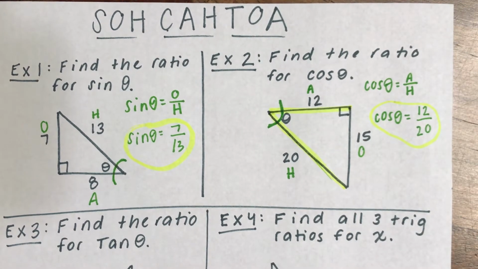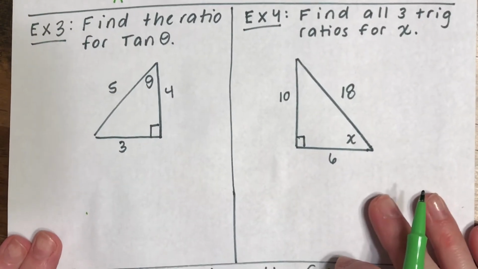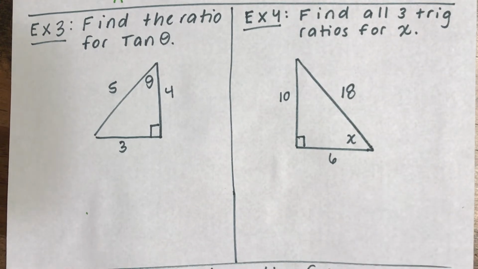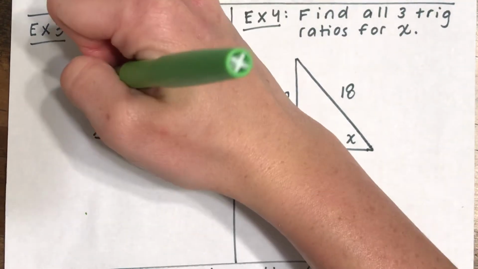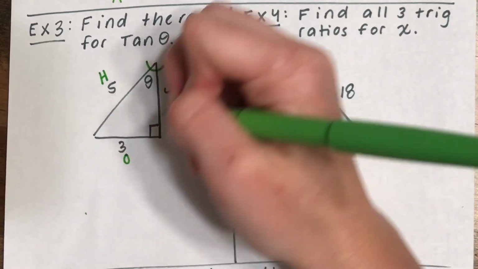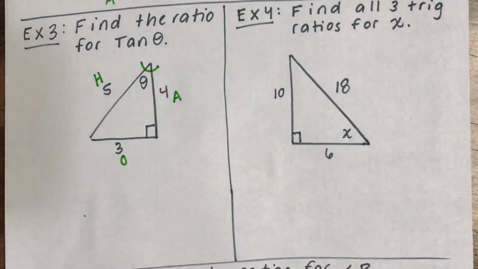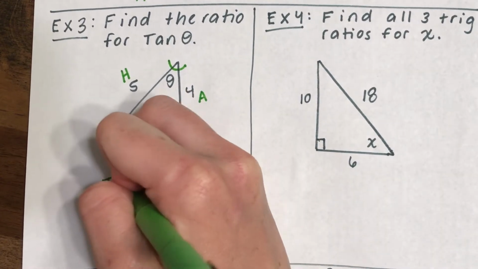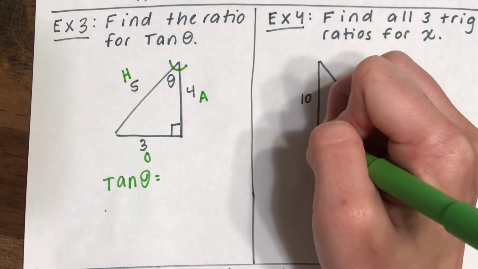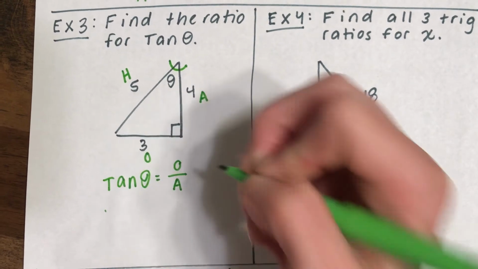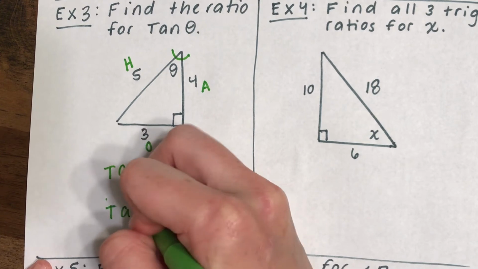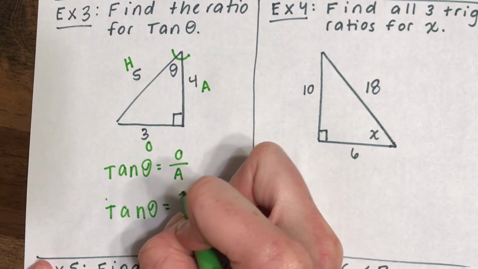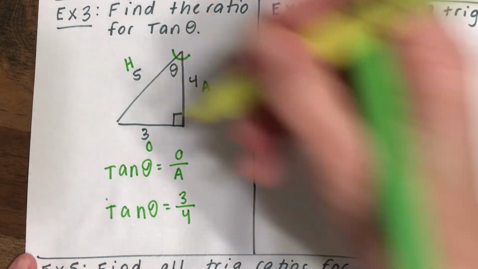Okay, so moving on. So it says find the ratio for tangent of theta in example 3. So here's my reference angle. My hypotenuse is 5, my opposite side is 3, my adjacent side is 4. And I know the definition of tangent of a reference angle is the opposite over the adjacent side. Okay? So in my diagram, I can see the opposite side has a length of 3 and the adjacent side has a length of 4.